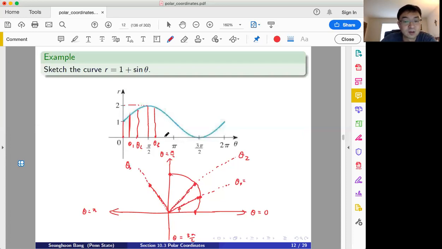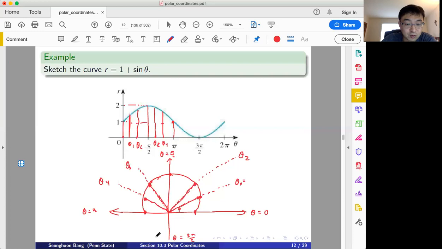Here, this one, theta 4. The angle is theta 4. The length is less than the previous one. At pi, the length is exactly 1. The length is exactly 1 here. We can connect this one, so like this.